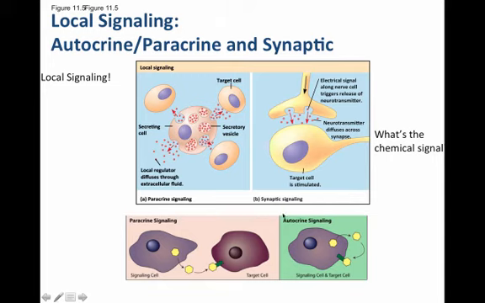So in this instance, what's the chemical signal? In this example, what will the chemical signal be? It would be the neurotransmitter. It would be the molecule that's secreted, right?